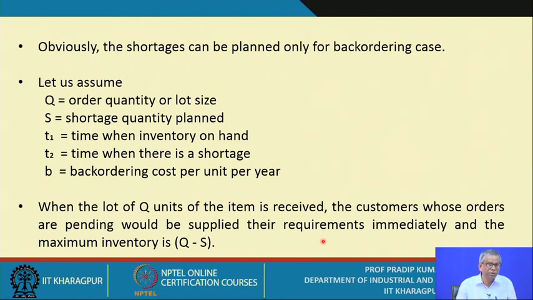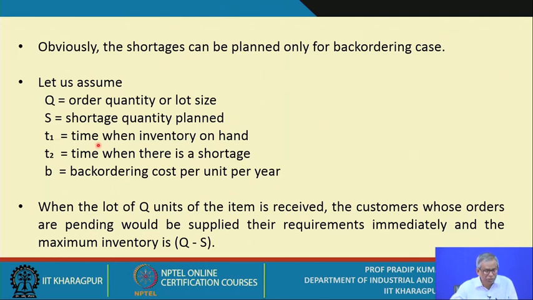Now, how to determine the order quantity? Let us first assume that Q is the order quantity or the lot size. S is the shortage quantity planned. That means another decision variable you have, that is how much shortage is allowed. This is to be determined, and that notation is S. So here you have two decision variables: one is the order quantity and the second one is the shortage quantity.